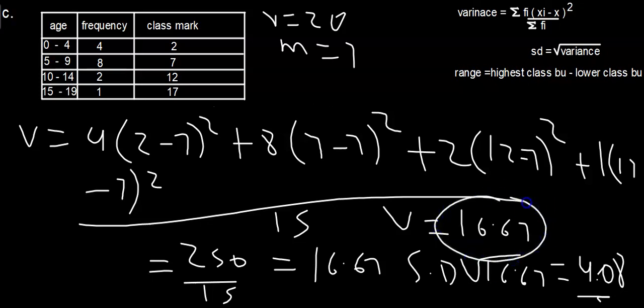So this will be my variance and this will be my standard deviation. This is all you have to do to get the variance, the standard deviation, and all of those things.